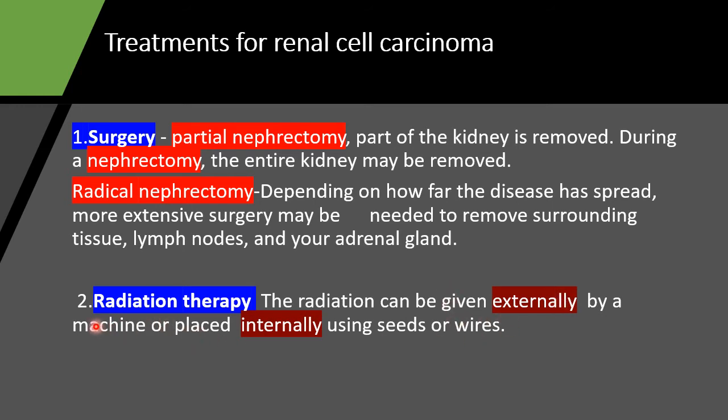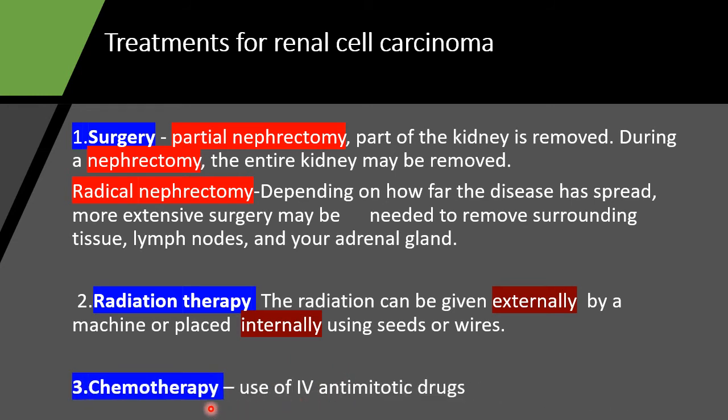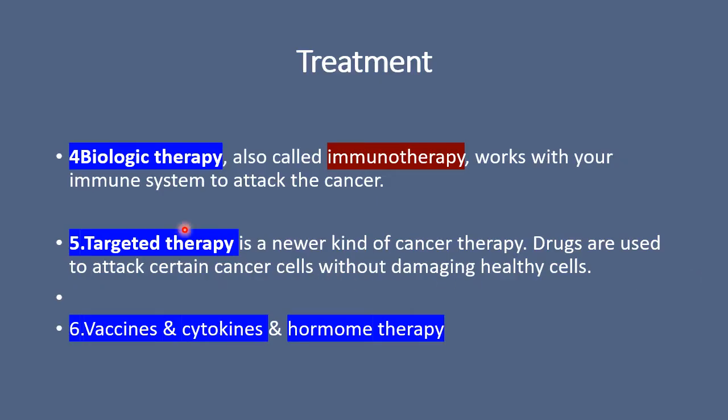Next is radiation therapy, which can be external or internal, depending on the physician and the patient. The third is chemotherapy, the use of IV antimitotic drugs to control the disease. The fourth mode of treatment is biological therapy, also known as immunotherapy, which works with the immune system to attack the cancer. It boosts your body's immune system to fight the cancer.